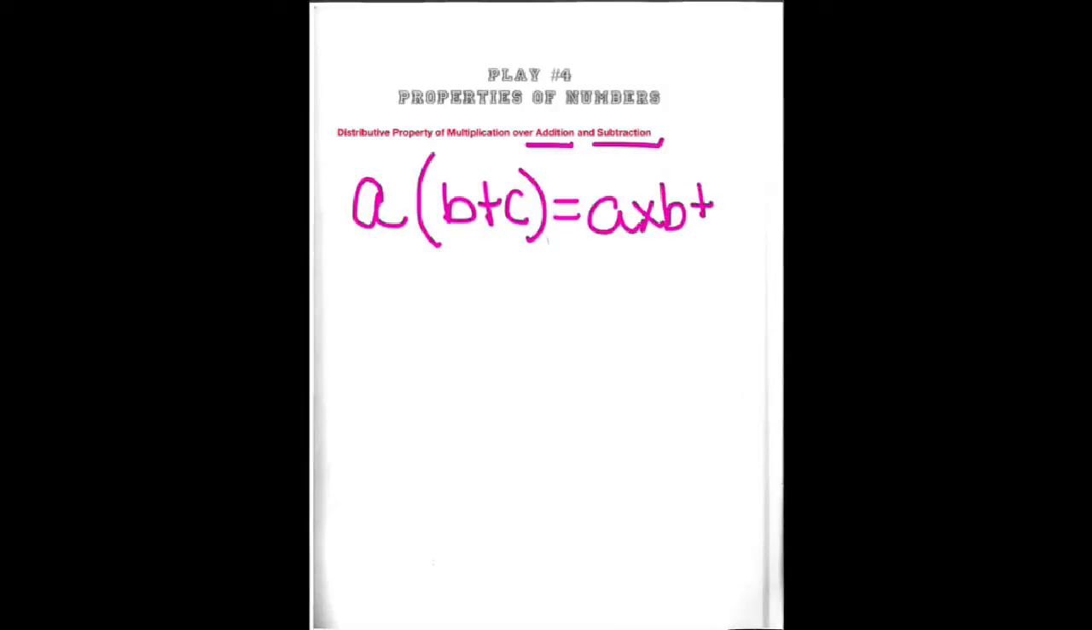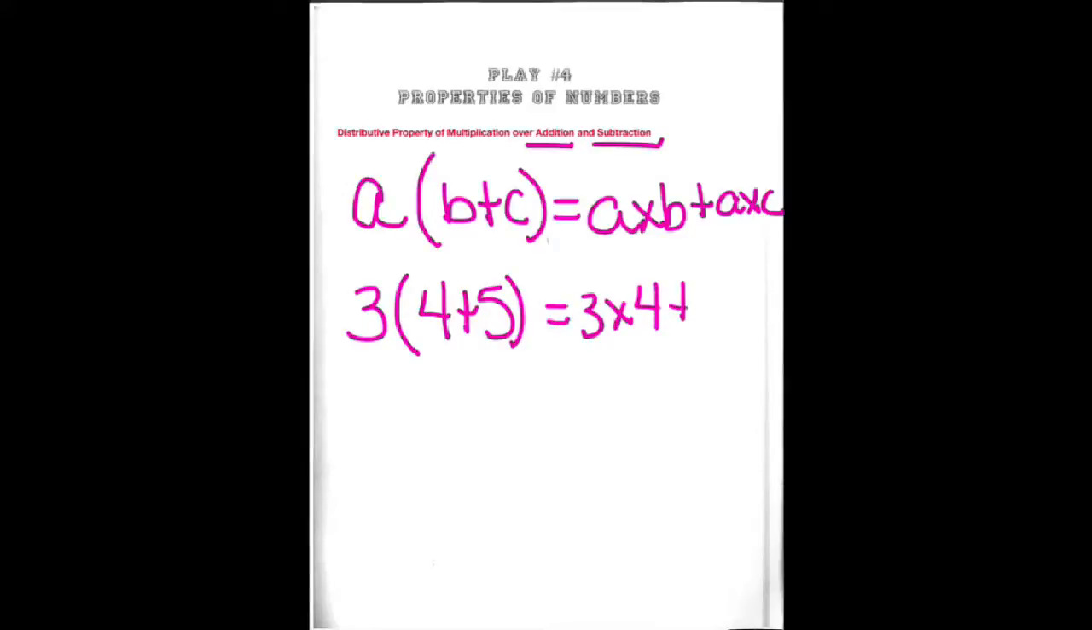Let's try it with a few numbers, just so you know what I'm talking about. 3 times the quantity of 4 plus 5 is the same thing as saying 3 times 4 plus 3 times 5. I like to put parentheses around these to keep it neat, and here's how it works. 3 times 4 is 12, 3 times 5 is 15, 12 plus 15 is 27. Let's see if that's true. 4 plus 5 is 9, and 3 times 9 is 27. So that worked.